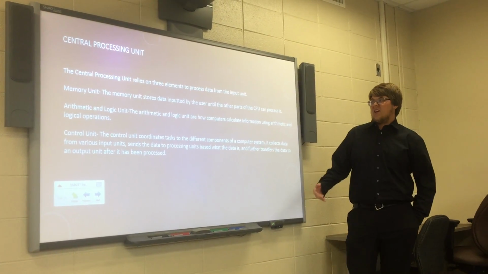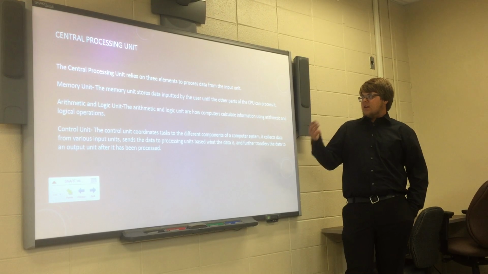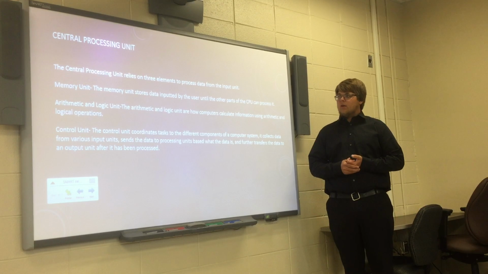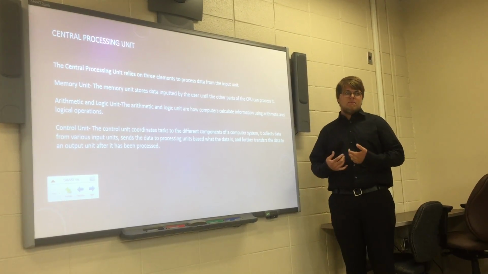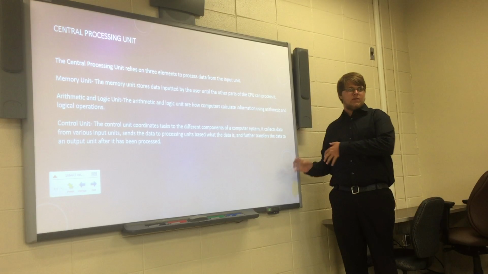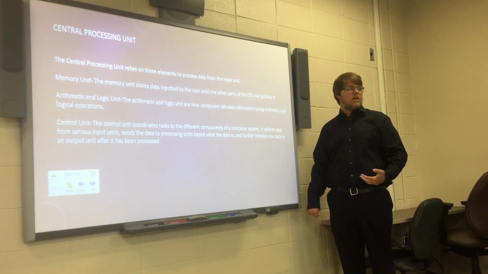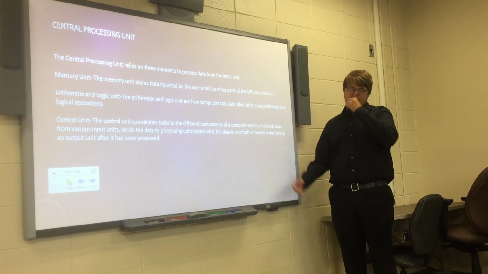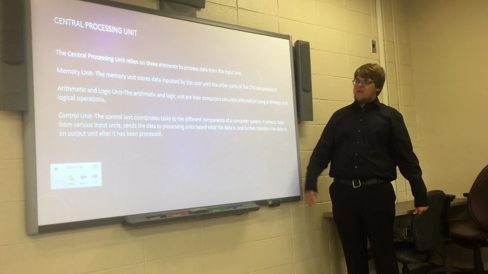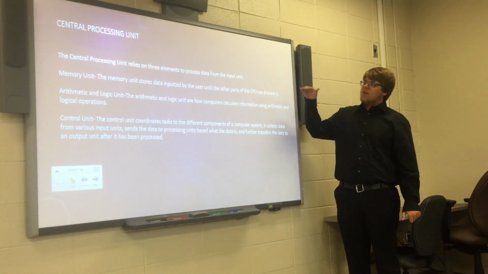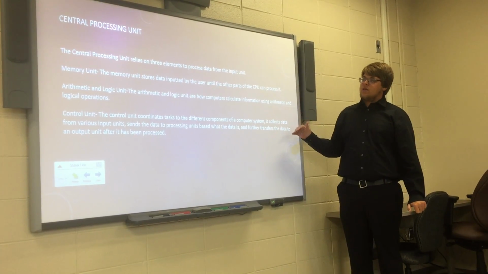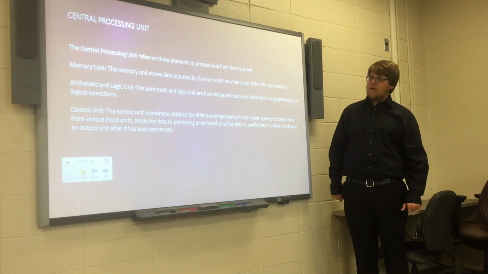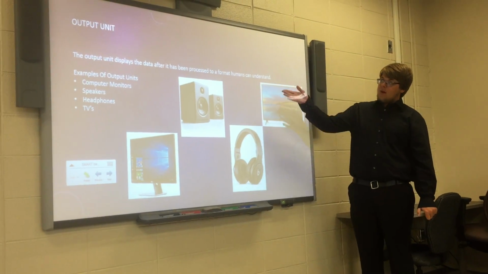Next is the arithmetic and logic unit. This is how computers calculate information using arithmetic and logical operations. They use math and stuff like that to convert the data to where we can understand it. And finally, the control unit. The control unit coordinates a task throughout the computer. So this would take it from the memory unit to the arithmetic and logic unit, and then throughout it, and to the output unit.